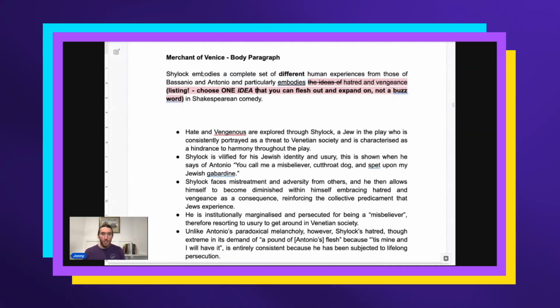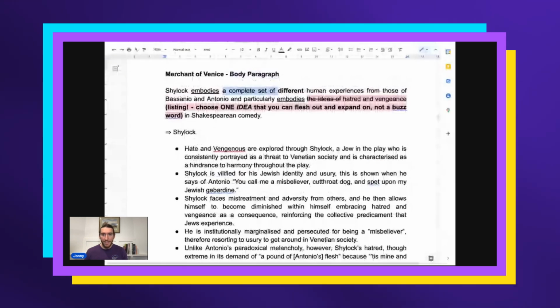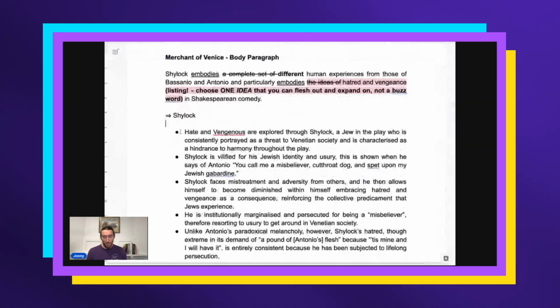Look at these things. These are just little technical things that we can easily tidy up. So let's have a look underneath to see if I can just use what they've got here to make this a lot cleaner. Okay, so the edit of this, and notice how I do the edit because you can do this yourselves. Instead of, Shylock embodies a complete set, I don't like complete, as I said. I would just go straight into different because it's all about being concise. What is complete set? Why is that necessary? It almost sounds a little bit informal.